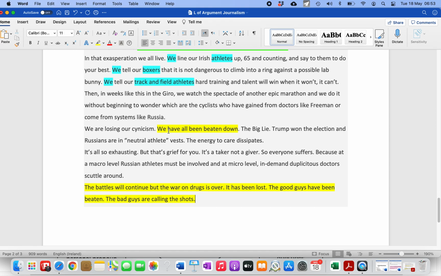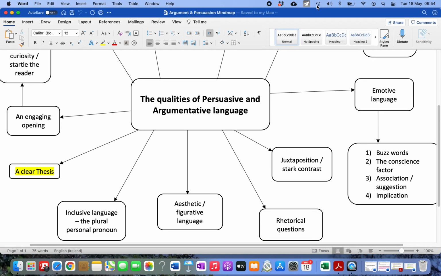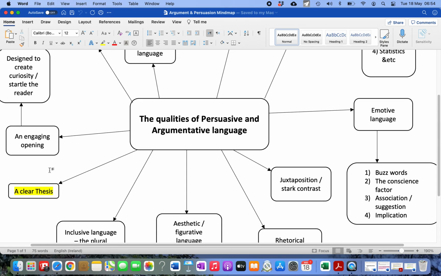And at the end of the passage, he says, we have all been beaten down, the battles will continue, but the war on drugs is over, it has been lost, the good guys have been beaten, the bad guys are calling the shots. So there is no doubt whatsoever, when you read that passage, what Watterson's point is. And that's what argument and persuasion needs to have at the core. There has to be a central point that's being argued, or a central point that the writer, or the speaker indeed, if it's a speech, is trying to persuade the audience is true. So a thesis is at the core.